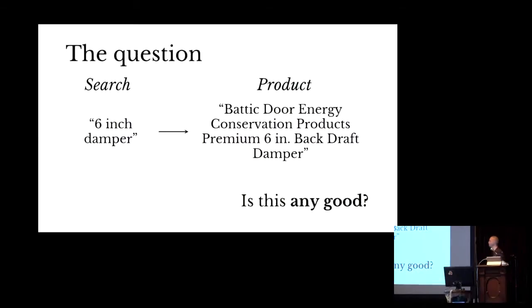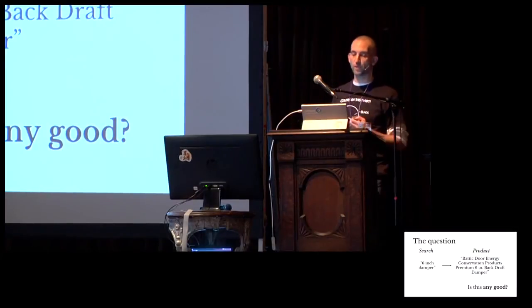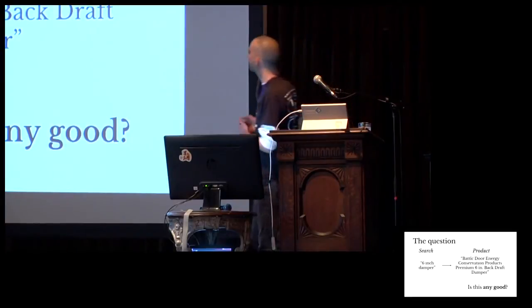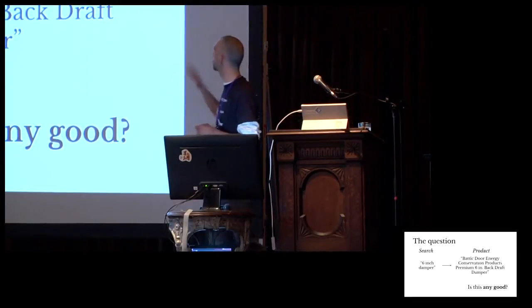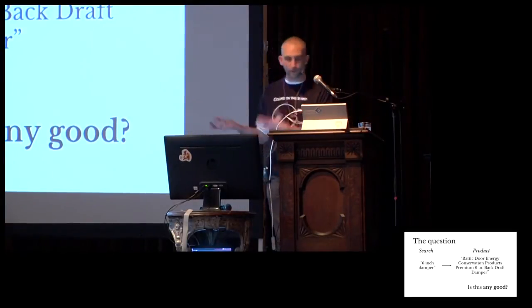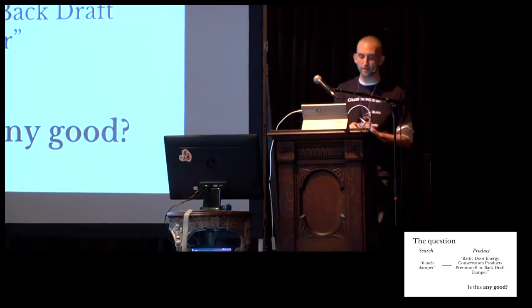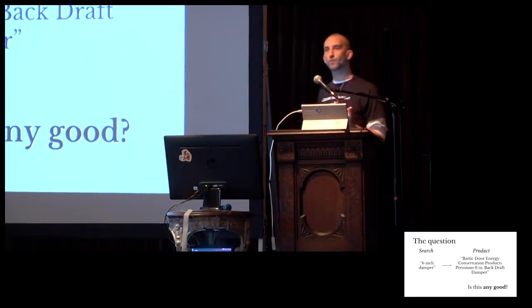So what was the problem about? On the first slide I had a search box on Home Depot, and if you go to Home Depot, like most websites, you type in something which you're interested in, and what comes back is a bunch of products which are propositions by Home Depot. In this case, you have a search which could be, I want a 6-inch damper, whatever that means, and what comes back is a product with a description, a Batic door energy conservation product, blah, blah, blah. So this is what the website suggests. And the question was, is the recommendation Home Depot is giving you any good?